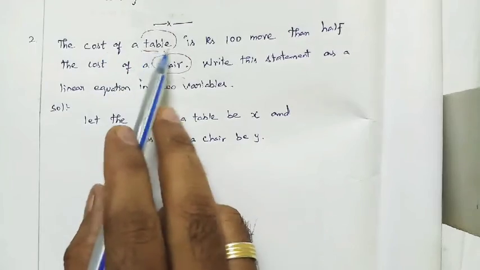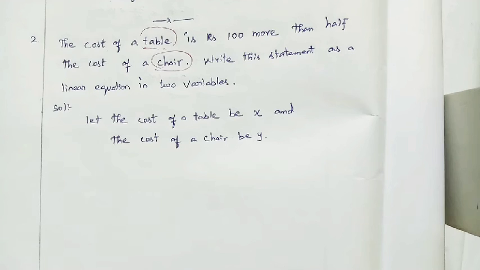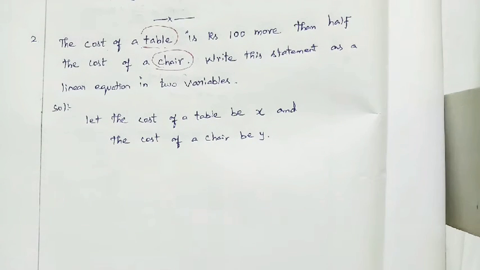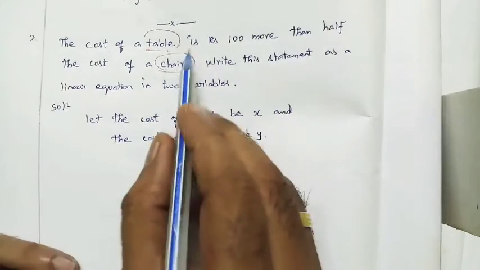The cost of a table is, what is meant by "is"? It is nothing but equal to. Keywords like add, total, more, increasing are keywords for plus. Likewise, difference, minus, less than, decreasing are the keywords for minus. "Is" means it is equal to.